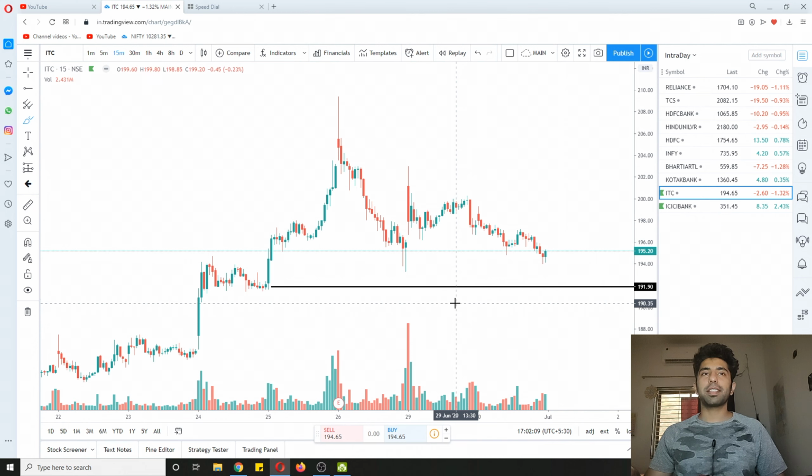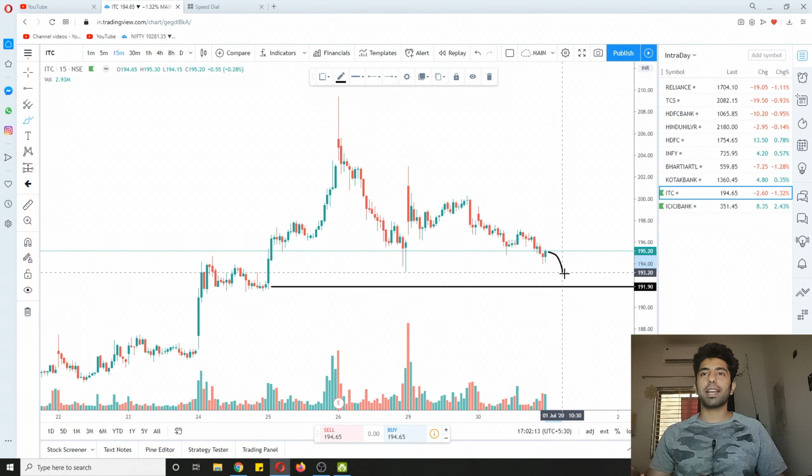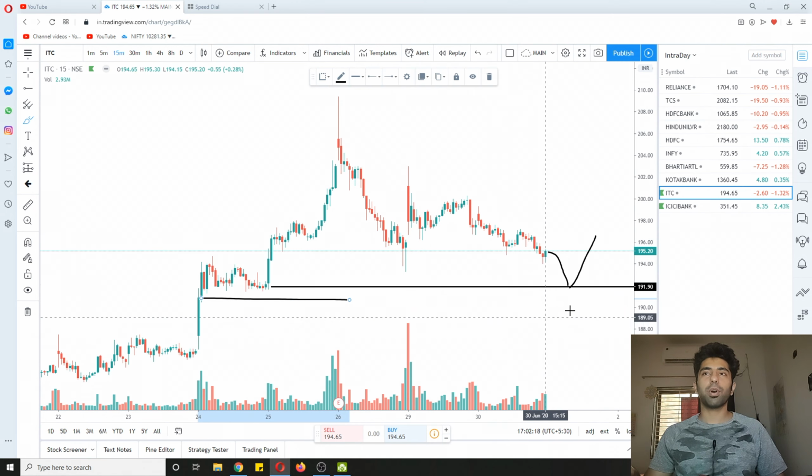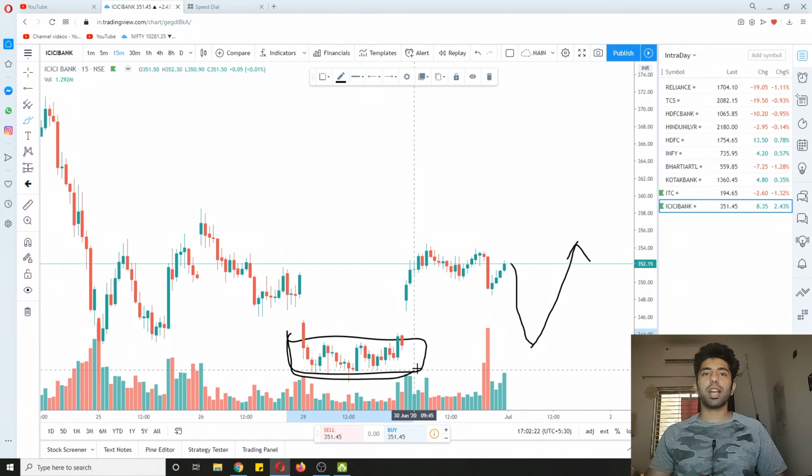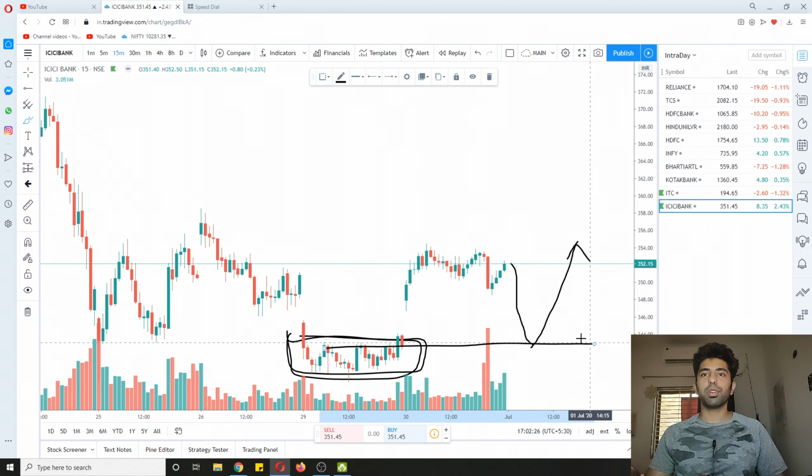For tomorrow, ITC, we are discussing the same level, that 192 is a buying level. It comes here, we buy. A small stop loss of just 1 rupee will be followed here. And for ICICI Bank, we have an accumulation at the lower levels, and the point of control is coming near 342. So if ICICI Bank decides to come down, then we can look to go long here, and then take the profit to the upside.